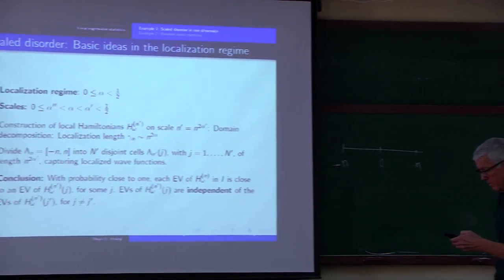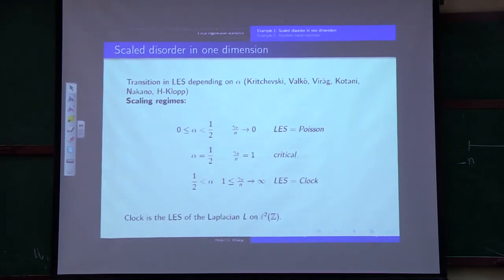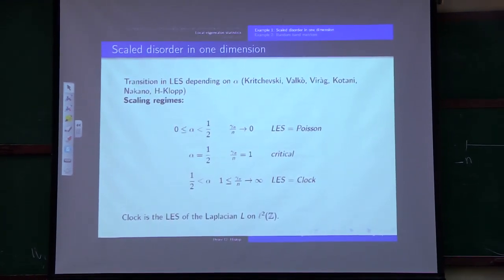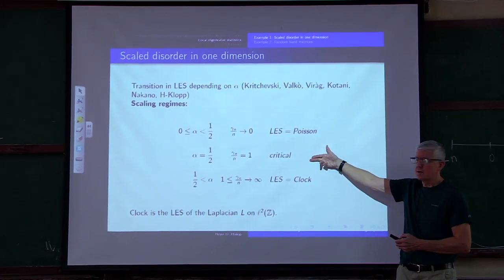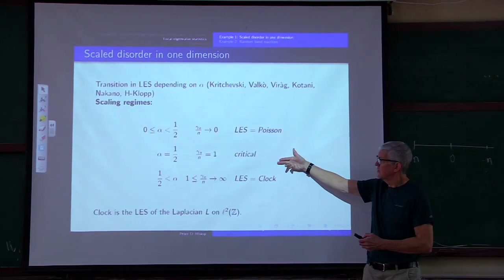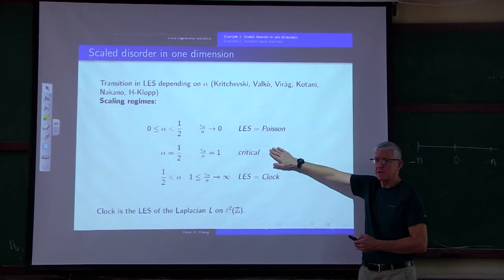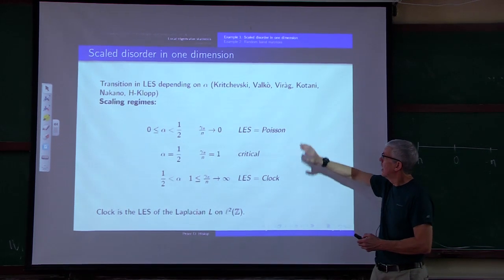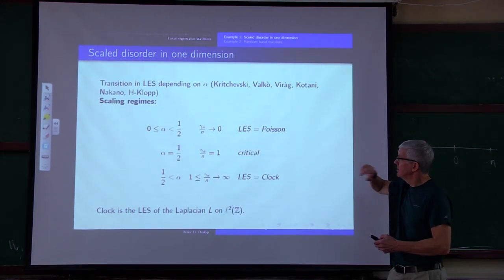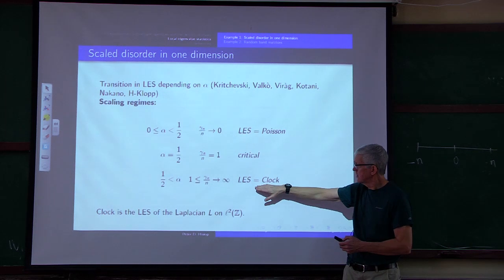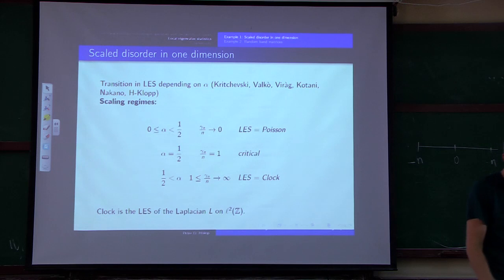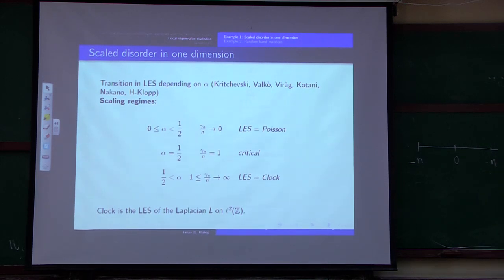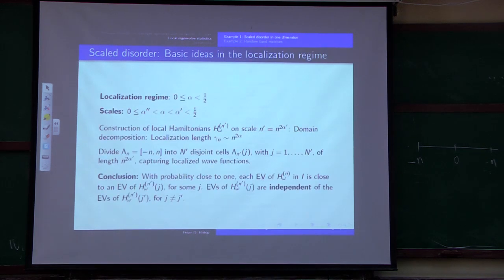So there have been various, let me just go back for a second. There have been various results. Krzyzewski, Valko, and Virag did a beautiful analysis using stochastic differential equations for the alpha equal to 1/2 and studied the special process that occurs there. I refer you to their paper. And then Kotani and Nakano, and also working with Frederick Klopp, we looked at the other 2 regimes. And I want to just say a few words about, again, how could you get the limiting eigenvalue statistics to be Poissonian in that first regime?